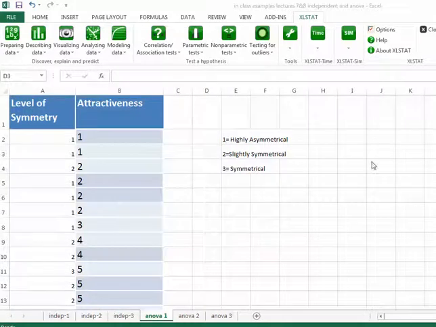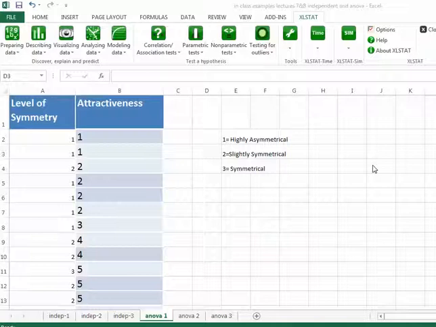Okay, well, so now we're going to look at an example of ANOVA. So this is one of the ones from the lecture. And here we're looking at if the level of facial symmetry affects how attractive we think people are. Okay, so we have three levels of symmetry.